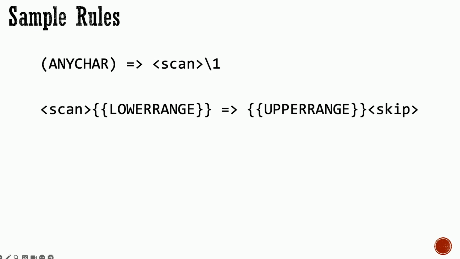So here's a couple sample rules. And these actually illustrate some macros. So the first rule says take any character and add the token scan before that character. So, if you were doing ASCII, there would be 127 rules, but instead it's just one rule. The second one says take the scan token followed by any lowercase letter, change that to be the uppercase letter, get rid of the scan token, and add a skip token. So that would be 26 rules, but it's only one rule in here.